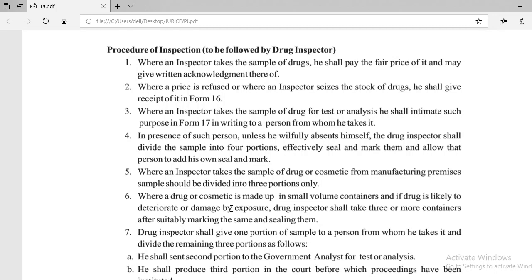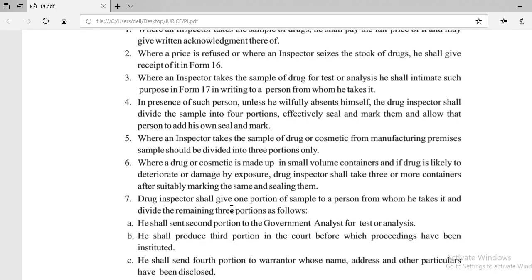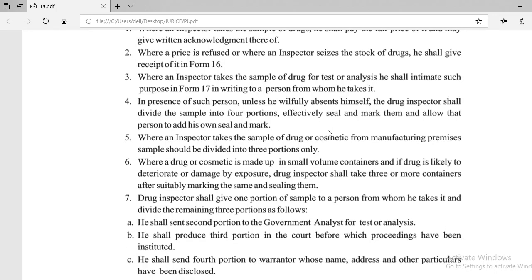If the drug inspector is taking any sample for testing, then also he has to mention it under Form 17, and he has to hand over that particular form to the person. In presence of such person, unless he willfully absents himself, the drug inspector shall divide the sample into 4 portions, effectively seal and mark them, and allow that person to add his own seal and mark.